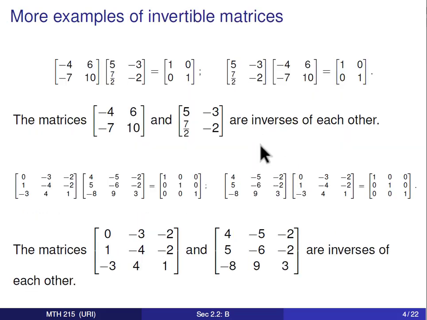Here are some more examples of invertible matrices. Negative 4, 6, negative 7, 10 has an inverse in the form of 5, negative 3, 7 halves, and negative 2. If you like, pause the video and check the details, but if we multiply those two matrices in either order, we'll get the identity matrix out. And then here are two 3 by 3 matrices. This one would really take a minute or two to verify the details, but if you multiply them in either order, you're going to get the 3 by 3 identity matrix out, and that means that these two matrices are invertible and they are inverses of each other.